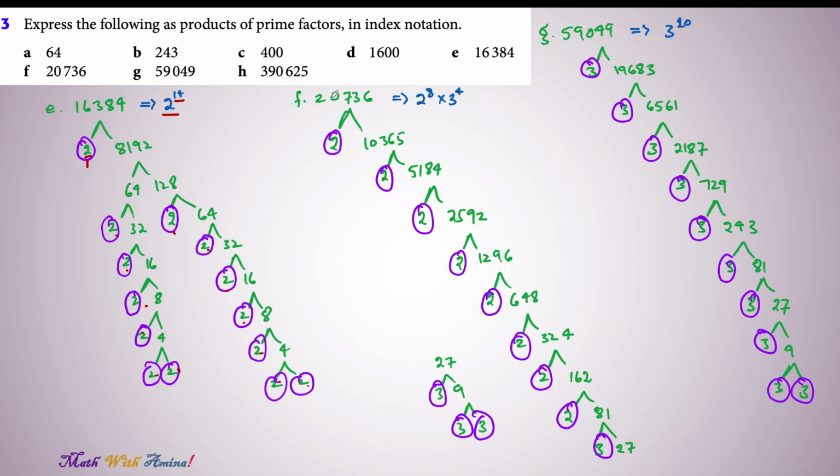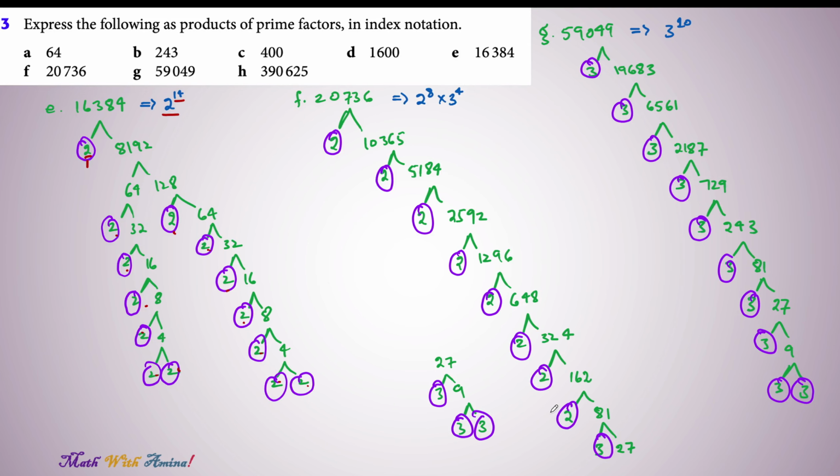Then we have our next number, 20,736. Again, we use a tree diagram in order to express it as a product of prime number factors. Once the number is expressed as a product of prime factors, we look into the prime factors of it and see which numbers are included in the prime factors, and they are in repeated multiplication.